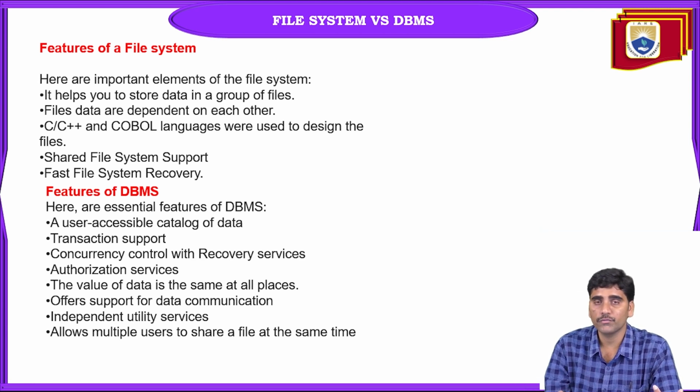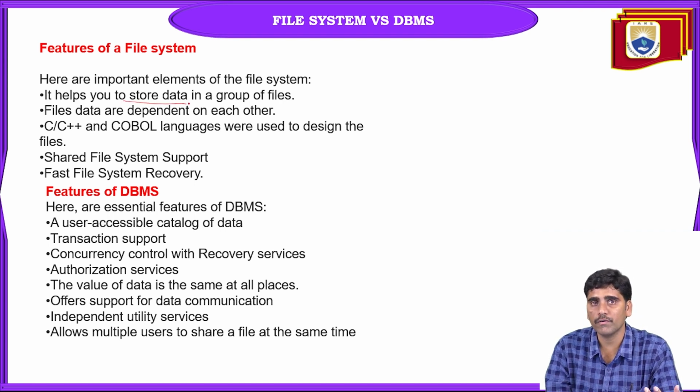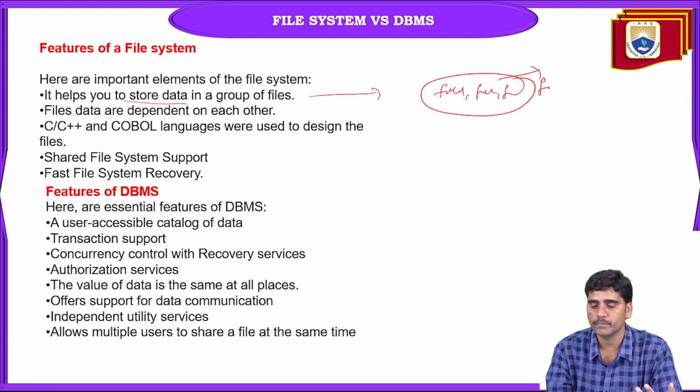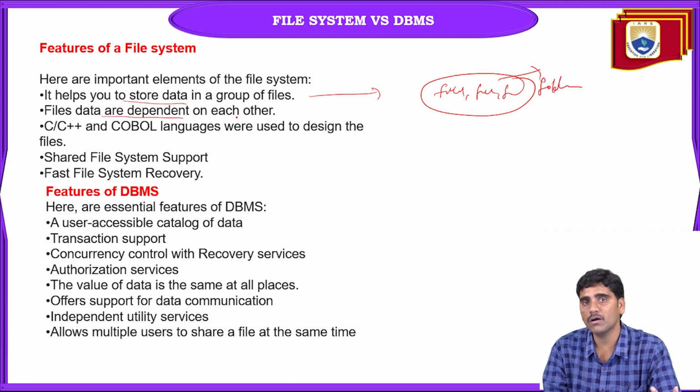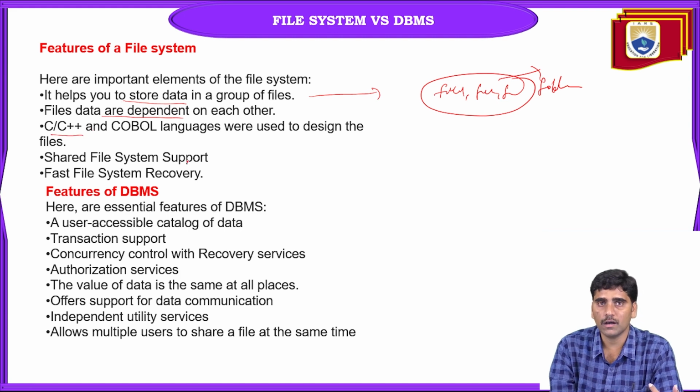Here are the important elements of the file system. It helps you to store data in a group of files. So the file system maintains a group of files, like file 1, file 2, file 3, all in one folder. Files data are dependent on each other. So a file saved in one place must be related to another folder. And C++ and COBOL languages were used to design the files.